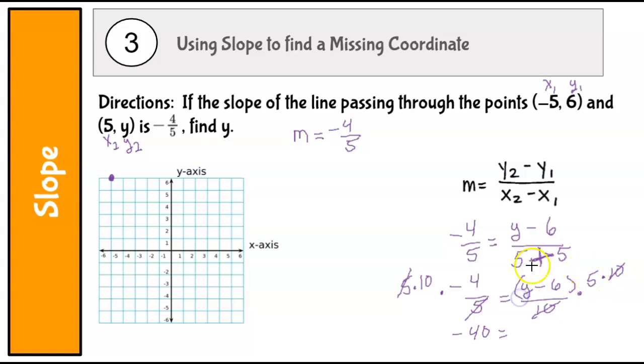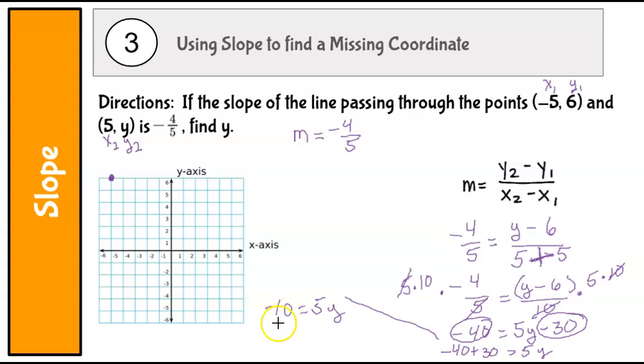And then we just need to distribute 5 into the parentheses. So 5y minus 30. And then you know how to solve this. We move this over to the other side of the equal sign. So -40 plus 30 equals 5y. I'm going to have to jump over here to get some more room. -10 equals 5y. That's -40 plus 30, just simplifying. And then divide both sides by 5. So -2 equals y. And that's my answer.